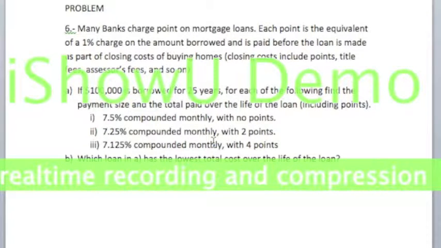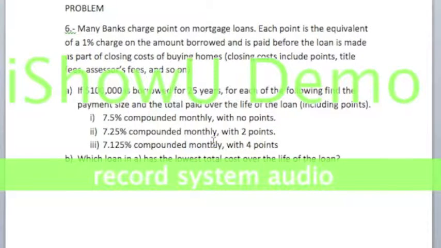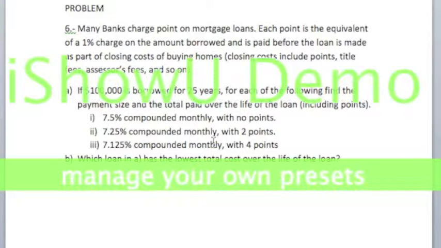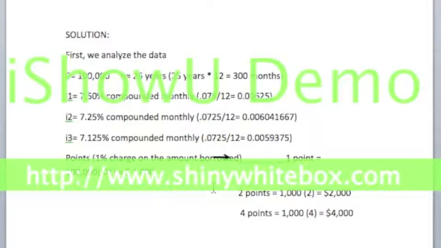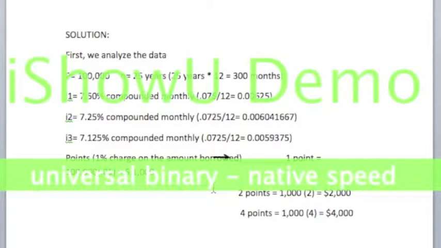Part B. Which loan in Part A has the lowest total cost over the life of the loan? So the solution. First, we analyze the data. P is equal to 100,000. N is equal to 25 years. Multiply by 12 because it is compounded monthly, we have 300.